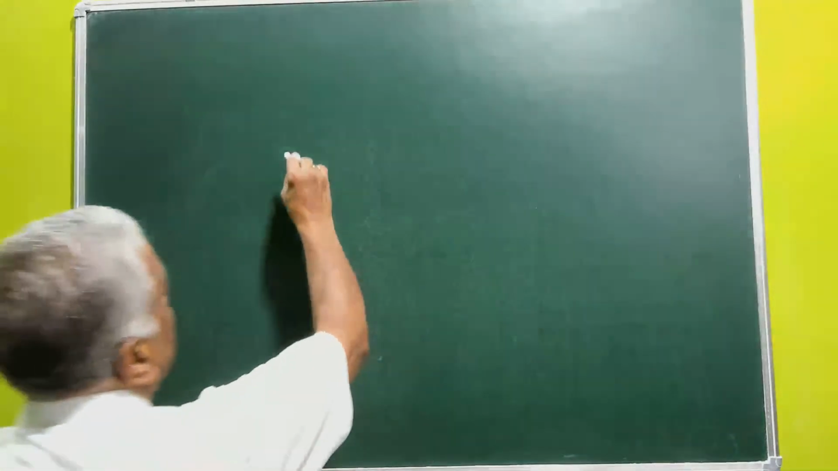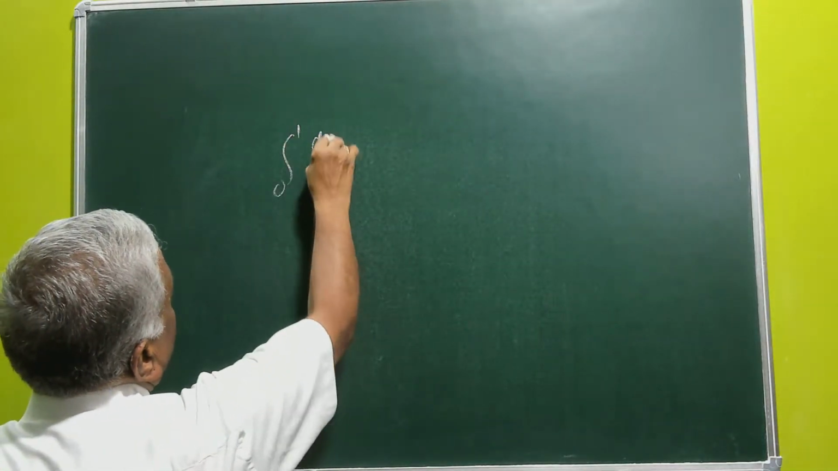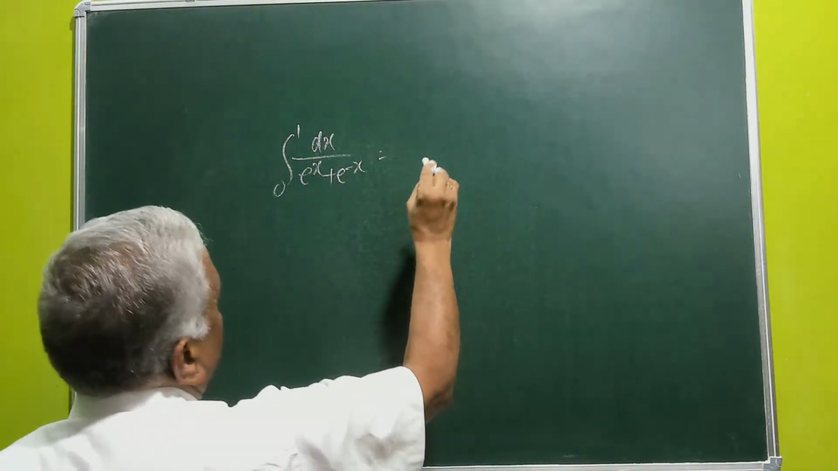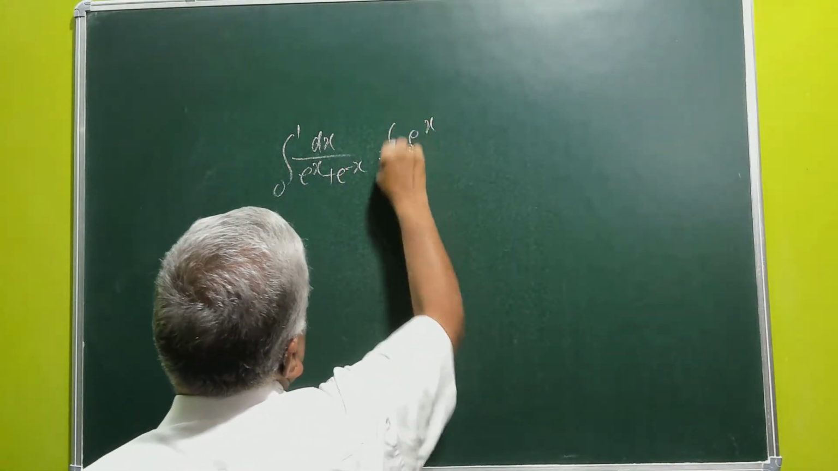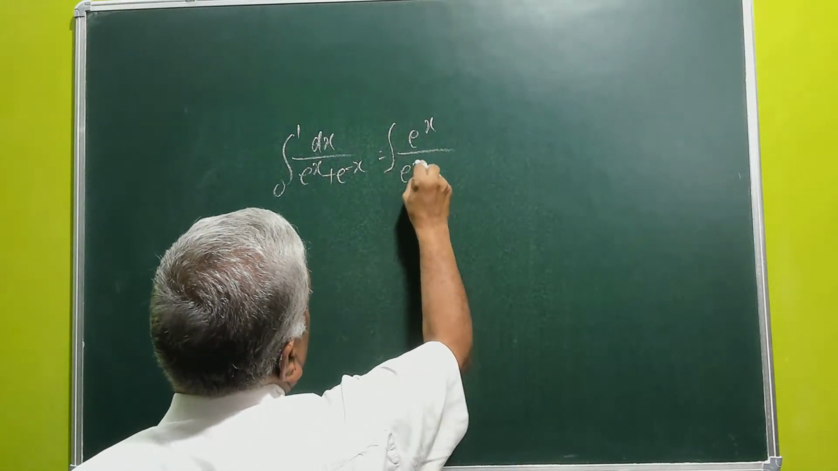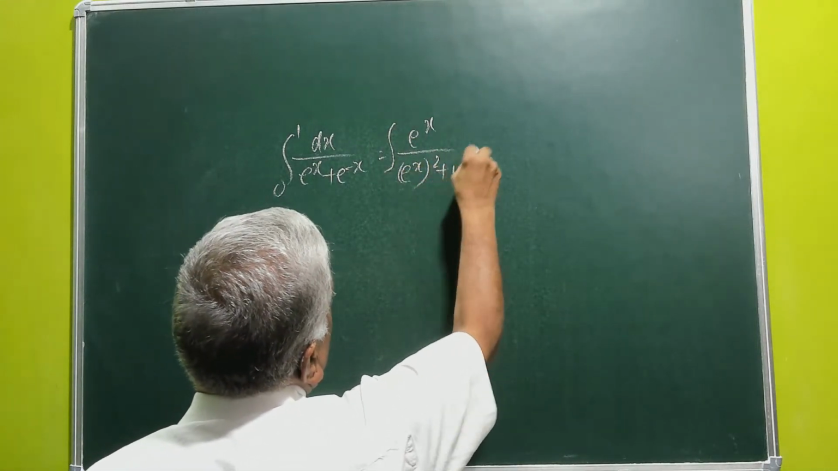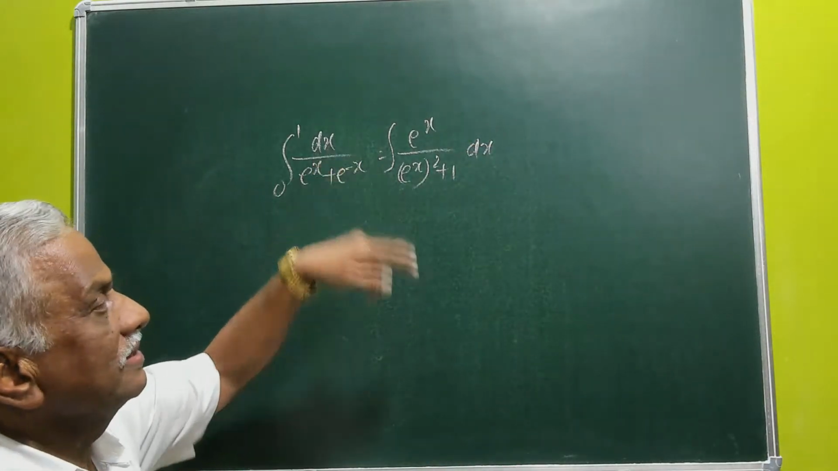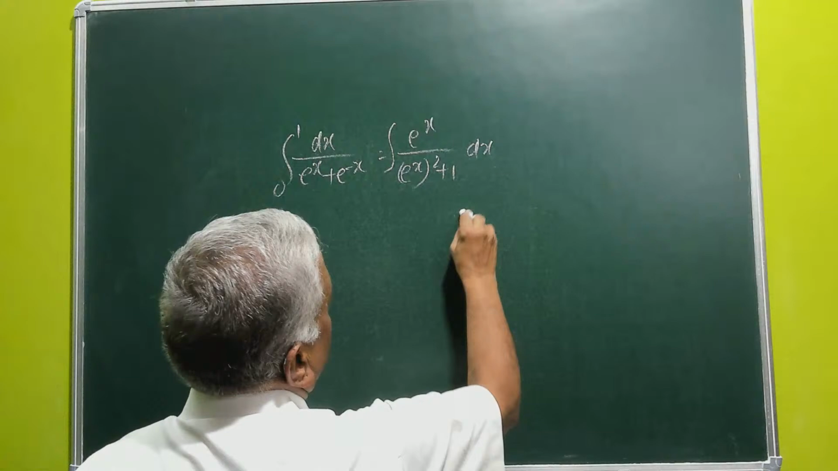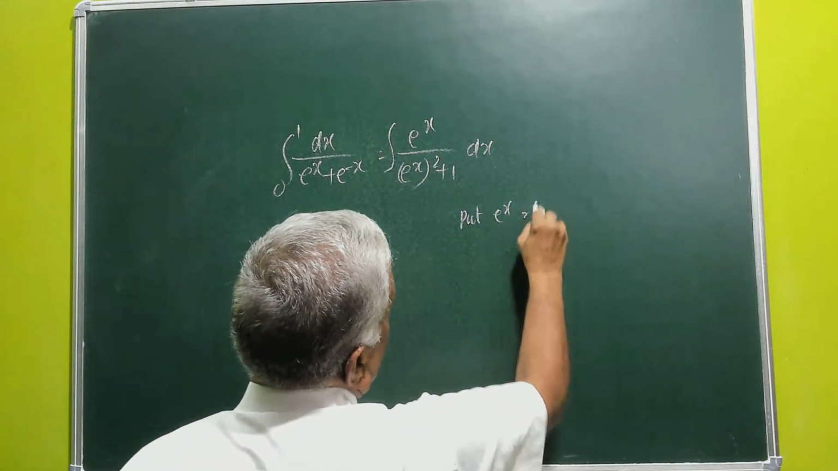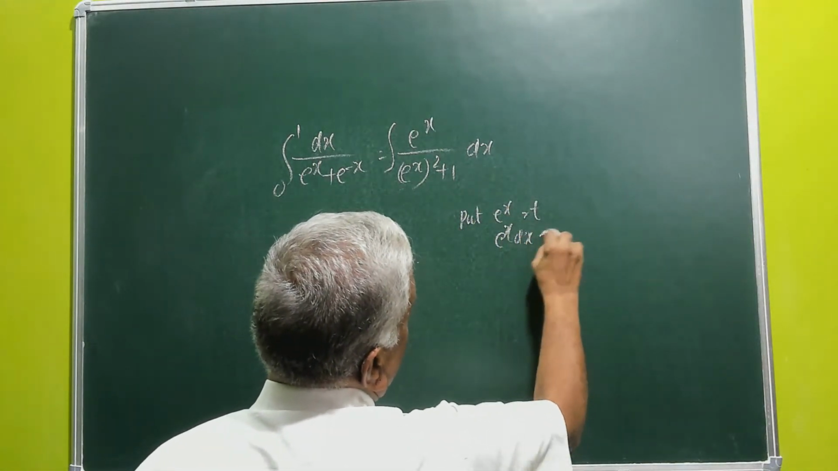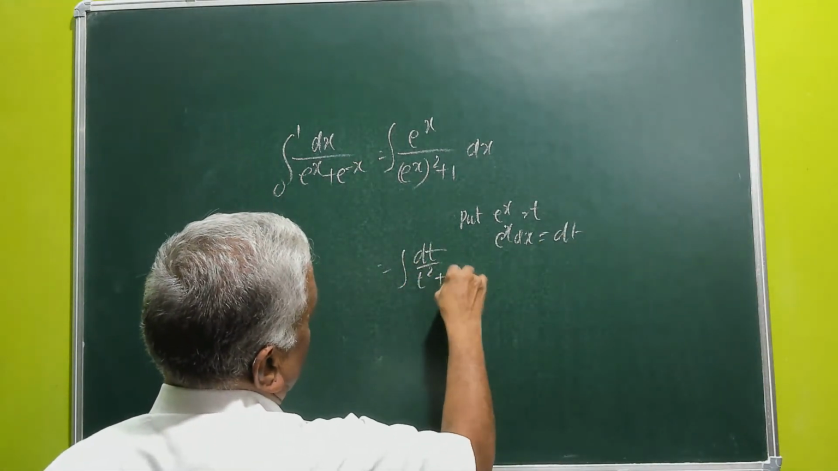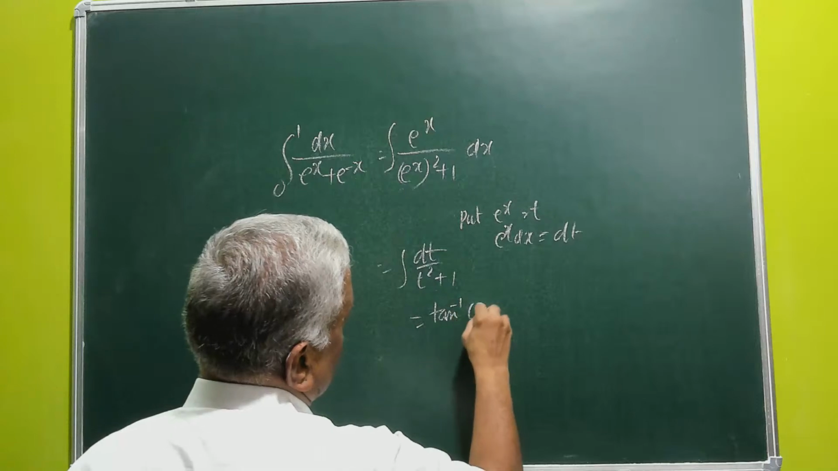0 to 1, dx over e to the power of x plus e to the power of minus x. So you can write this as e to the power of x over e to the power of x whole square plus 1 dx. I think you can recognize this. Then take LCM. So put e to the power of x equal to t. E to the power of x dx is dt. So this is equal to dt over t square plus 1, and this is tan inverse t. What is t? E to the power of x.